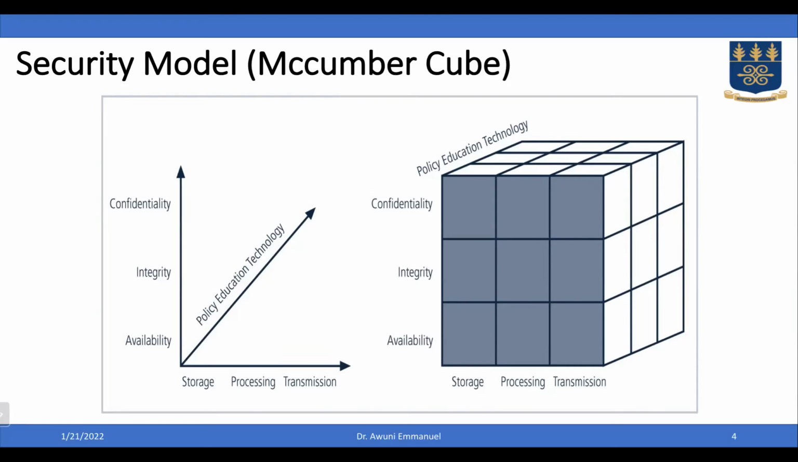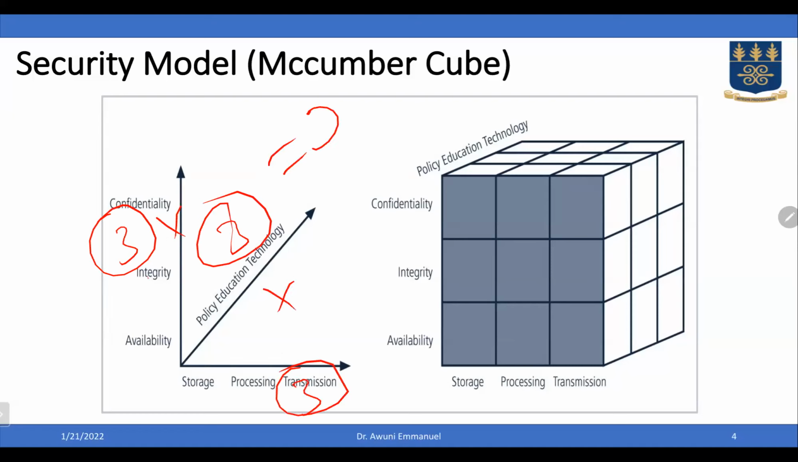Now, because it's three-dimensional, we are talking about three here, confidentiality, integrity, availability, and three here. When I multiply these three, I get 27. What it means is that this three-dimensional model is made up of 27 cubes. Now, this is the cube. If you look at the x-axis, we have storage, processing, and transmission. If you look at the y-axis, we have confidentiality, integrity, and availability.